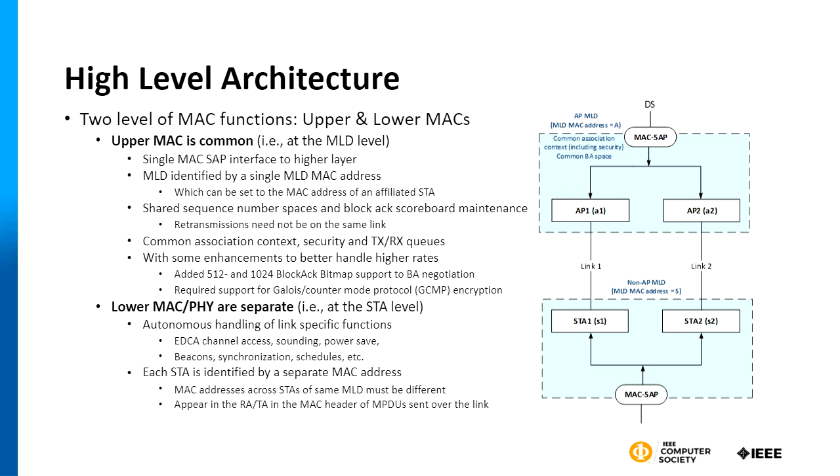Lower MAC and PHY are separate at the station level. So, thinking of the devices in the 2.4 gigahertz or in the 5 gigahertz, they are going to autonomously handle any link-specific functions. Think of channel access, sounding, power save functionalities, synchronization, scheduling, maintenance. They are all handled separately and independently by the stations. And of course, each station is identified by its own MAC address.